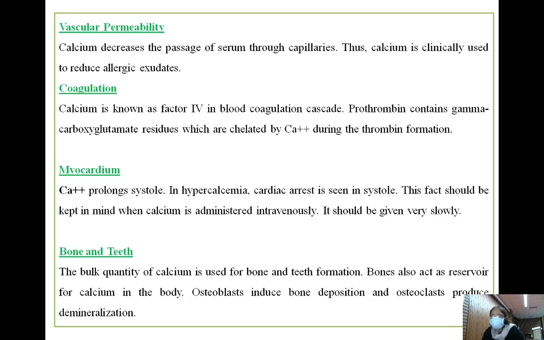Glutamic acid is what type of amino acid? Anybody can tell me? Acidic. Acidic amino acid. So it has two carboxyl groups, isn't it? One is alpha, another is gamma carboxyl. So gamma carboxyglutamate. Prothrombin contains gamma carboxyglutamate residue.